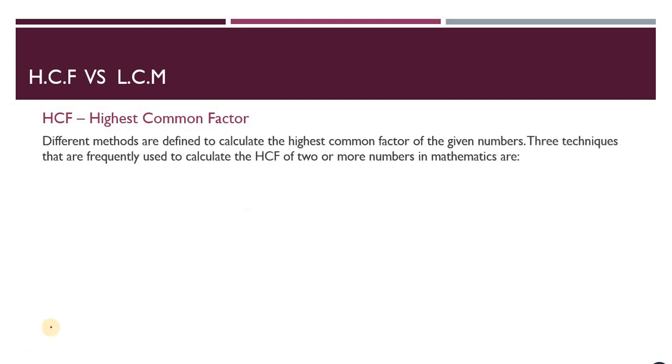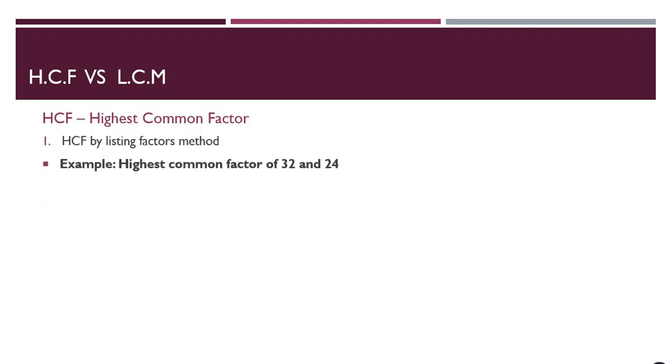Now, there are different methods that are defined to calculate the highest common factor of given numbers. There are 3 techniques that are frequently used to calculate the highest common factor of 2 or more numbers in mathematics. And these are: 1. By listing the factors method, 2. By prime factorization, and 3. By division. Now, let's look at the first one, by listing the factors.